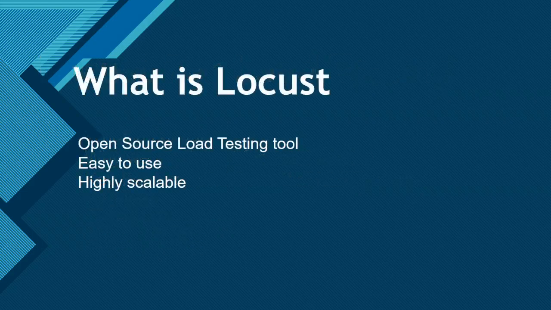So let's understand what Locust is. Locust is an open source load testing tool that allows us to define user behavior with Python code and simulate millions of users to test the performance of web applications and APIs. It's designed to be easy to use and highly scalable, making it an excellent choice for developers and QA teams who need to test the robustness and scalability of their application under load.